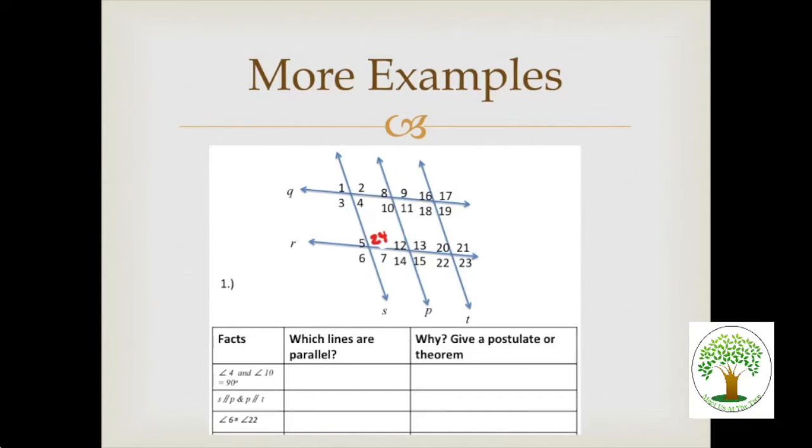All right. So if 4 and 10 are 90 degrees, which lines are parallel? Okay. So let's look at 4. I have to mark it. 4 and 10 are 90 degrees. They equal 90 degrees when you add them together. Complementary. That doesn't tell us anything. So it's none of them?